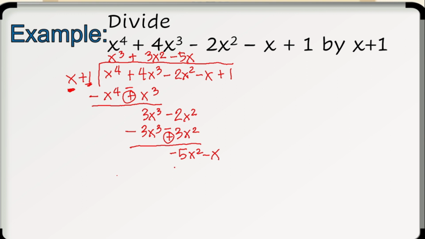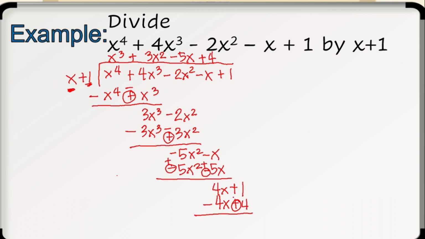Then multiply. X times negative 5x is negative 5x squared. 1 times negative 5x is still negative 5x. Subtract, change the sign. We have positive 4x. Bring down 1. 4x divided by x is positive 4. X times 4 is 4x. 1 times 4 is 4.